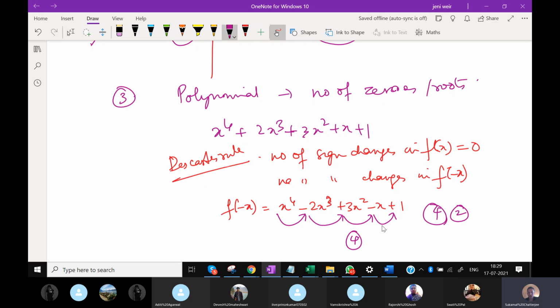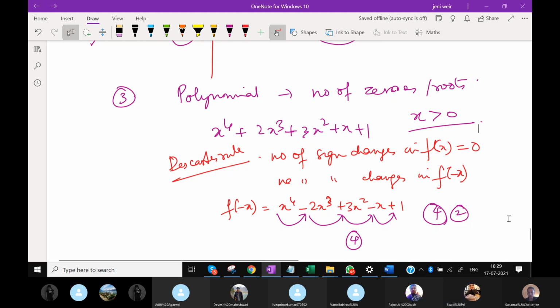Okay, so this is the rule. That means all roots will be on the negative side. Now, if you are given the domain as x greater than 0, then no solution. Clear?